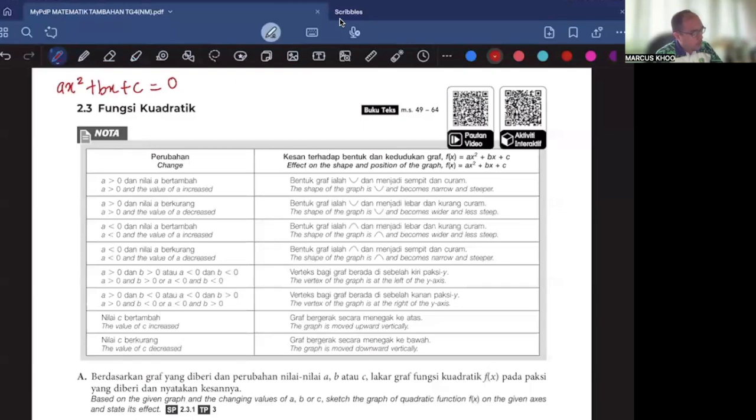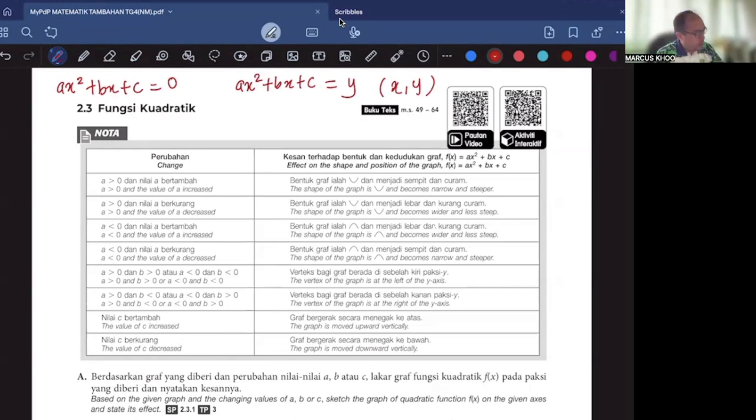Number one, we write the quadratic function ax squared plus bx plus c equals y, where x and y are coordinates. So let's say you substitute a particular value of x in, then you get a value of y. So that will be a coordinate. That's one way to write quadratic functions.